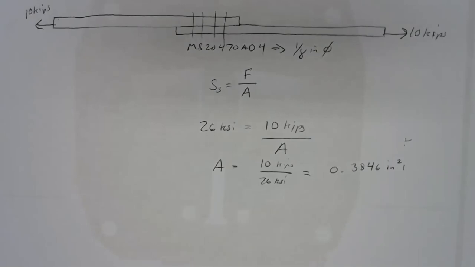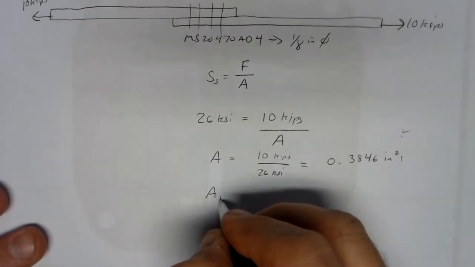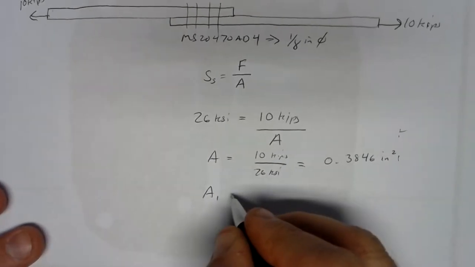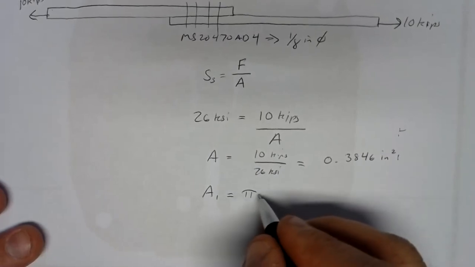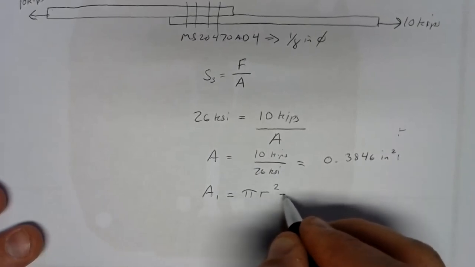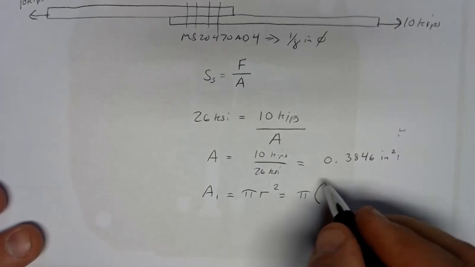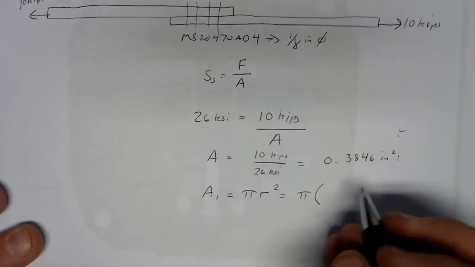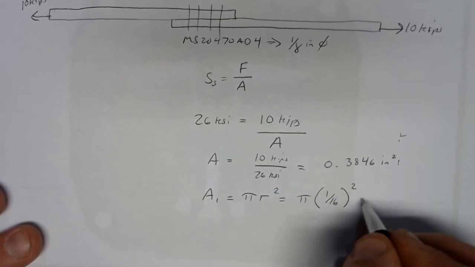But the question asked, how many rivets do we need? So we need to figure out the area of one rivet. Be careful here. You've got to know how to take the area of a circle. These are circular rivets. It's pi r squared, so it's pi times the radius squared. These are 1/8 inch diameter rivets, so we have 1/16 squared.